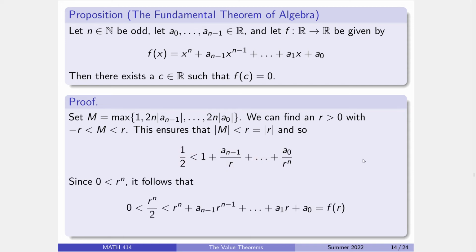Now, r to the n must be positive, so if I multiply it across my inequality here, I get 0 is strictly bigger than this. And hey, when you multiply this by r to the n, you get our function. Hey! There is somewhere where f of r is bigger than 0.